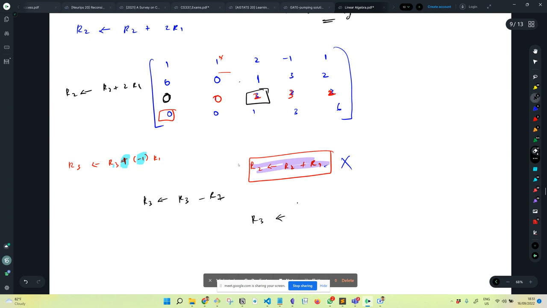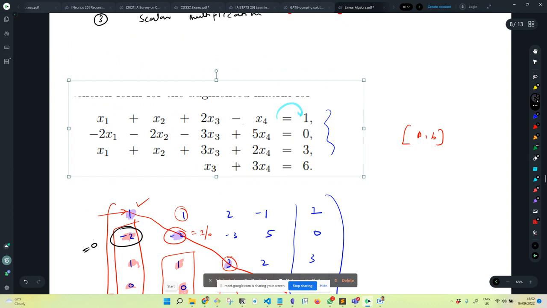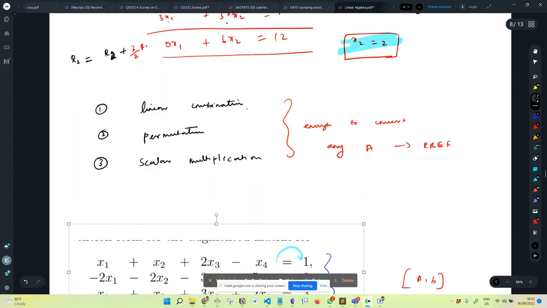R3 equals 1 by 2 times R3. Can I do that? So these are the three conditions that we saw, right? One is linear combination, second is permutation, third is scalar multiplication. I can do scalar multiplication, right?